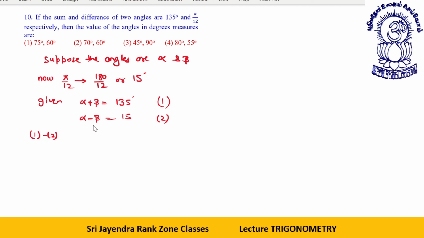If I do 1 plus 2, what do I get? 2 alpha will be 150, or alpha comes out to be 75 degree. Why would I solve this? Only option 1 is possible.